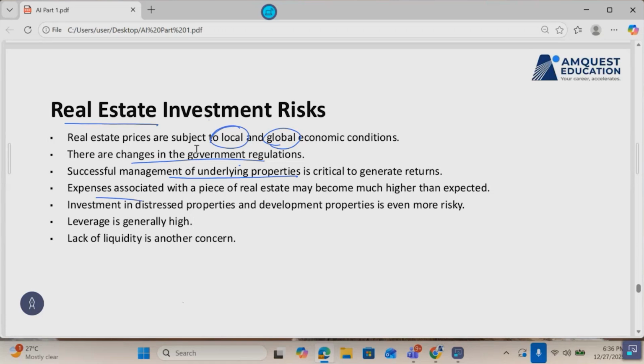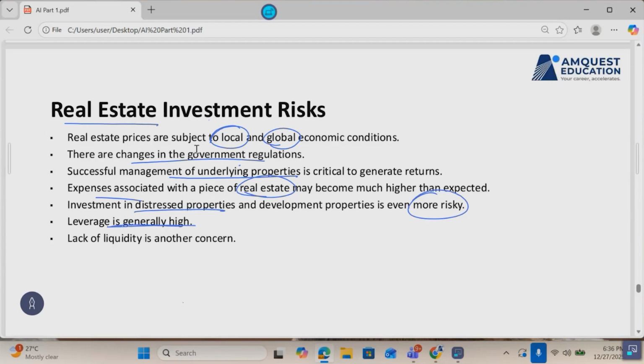Expenses, you have to have a real estate agent. Obviously, you have to make sure you get the right amount of return, right? If you're investing in distressed property, please ensure you understand it is very high risk. Ensure that you develop it well and you sell it in time. Okay. Leverage is very high normally.